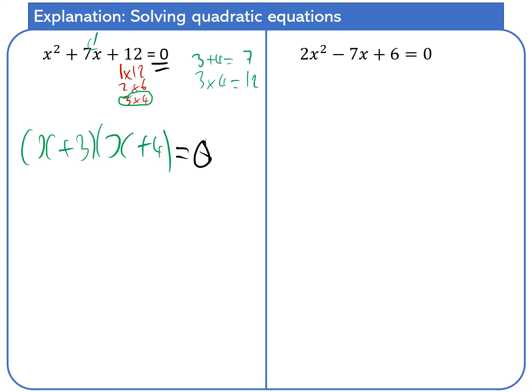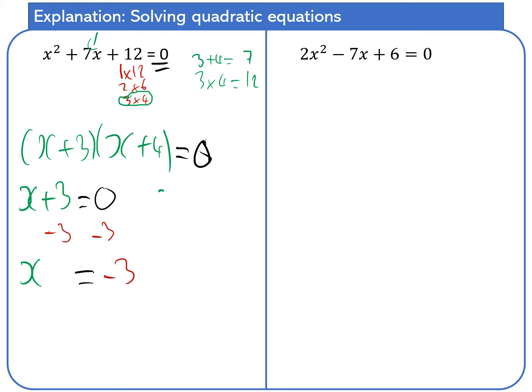Now whenever we multiply anything by 0, it's 0, and these two brackets multiply together. So to solve the equation, what I'm saying is, for example, x plus 3 could be equal to 0. And now just solve that. The opposite of plus 3 is to subtract 3. So we get x is equal to minus 3. Okay? And that's one solution.